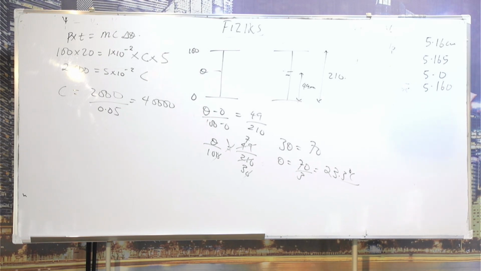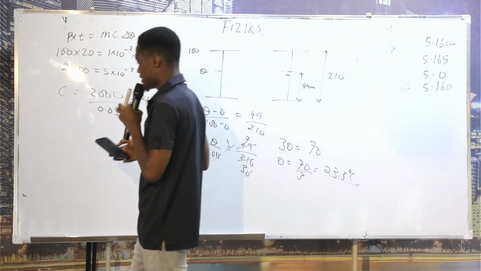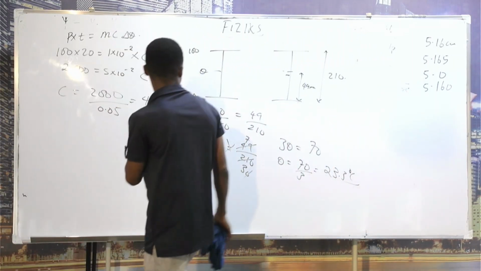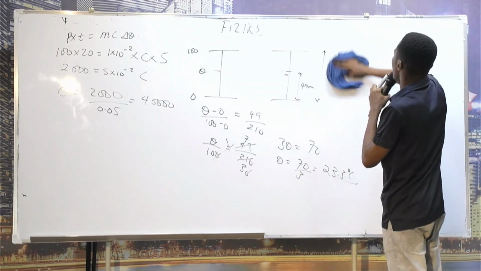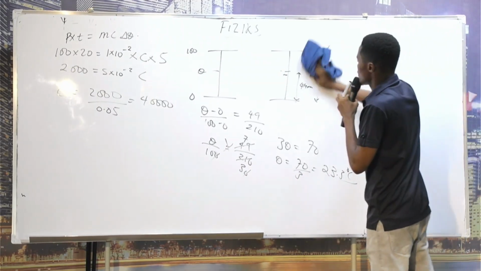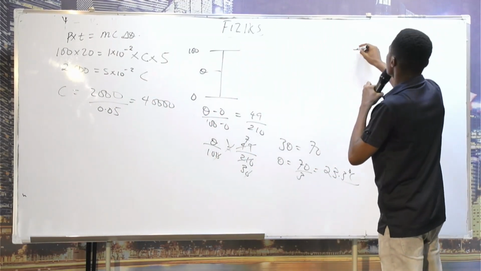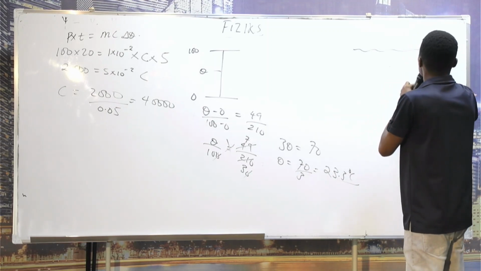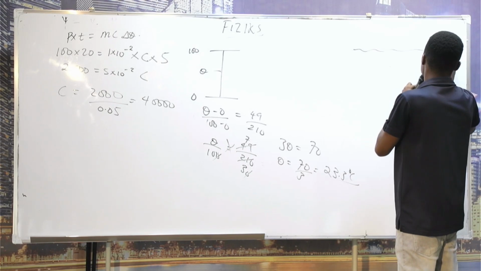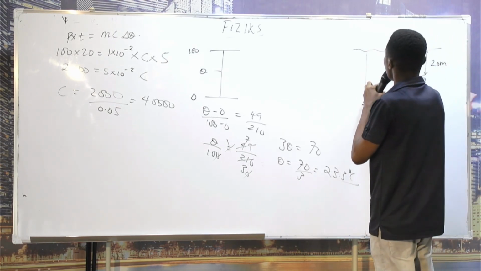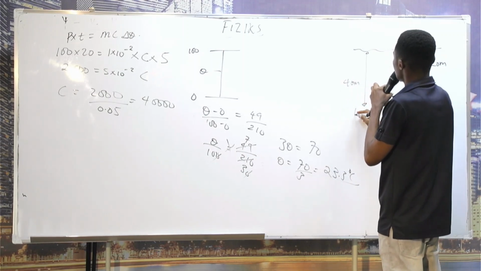Next question, 31. Two divers, G and H, are at depths 20 meters and 40 meters, respectively, below a lake. So this is the surface of that lake. The first diver, G, is at a depth of 20 meters. The second diver, H, is at a depth of 40 meters. This is diver H.